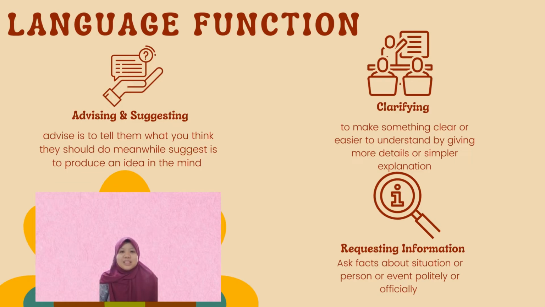Next language function is advising and suggesting. Advice is to tell them what you think they should do. Meanwhile, suggest is to produce an idea in our mind. For me, expressions of vocabulary that are suitable to use in advice are we should or why don't you. And for suggest are how about or what about or I suggest or recommend that.